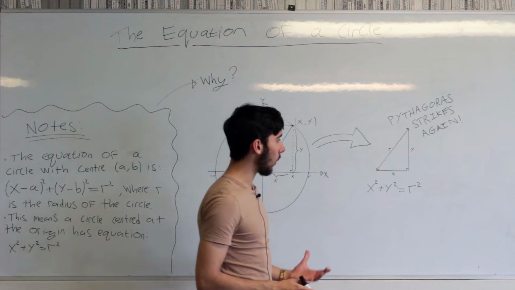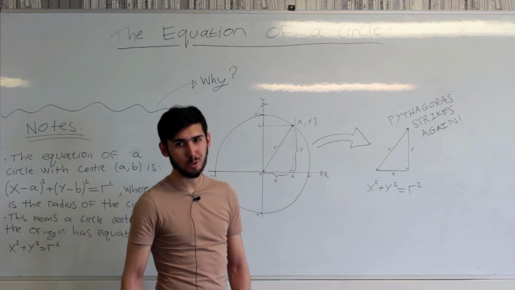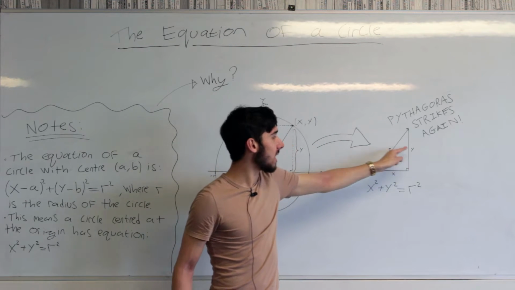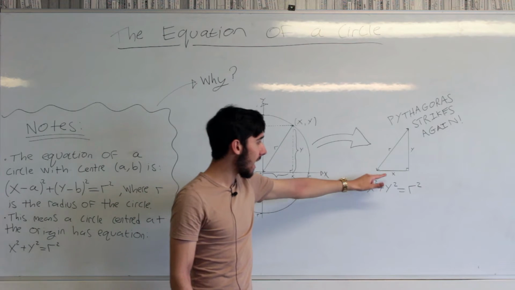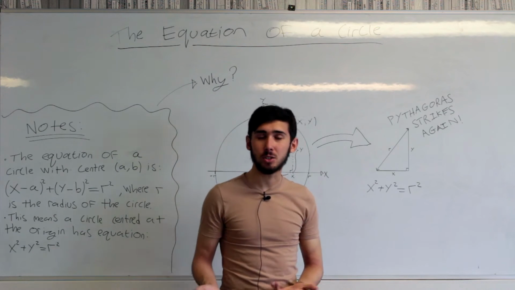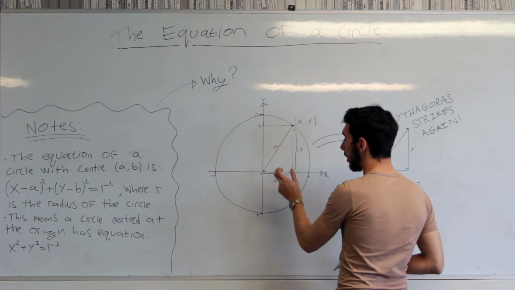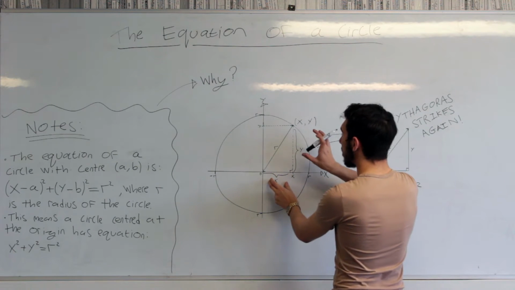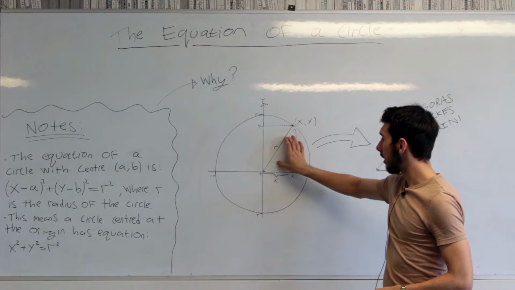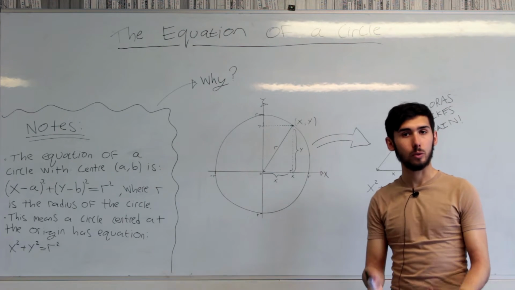Why is that? Well, it's because this is Pythagoras' theorem. This is a right angle triangle. a squared plus b squared equals c squared, where c is the hypotenuse. x squared plus y squared equals r squared, where r is the hypotenuse. We're just changing the letters. They're the same thing. So as long as the x coordinate squared plus the y coordinate squared is always equal to the radius squared, then it is a point on the circumference of the circle.